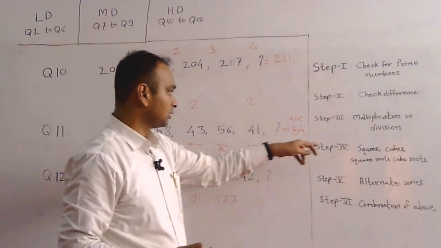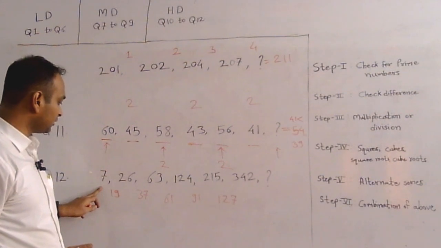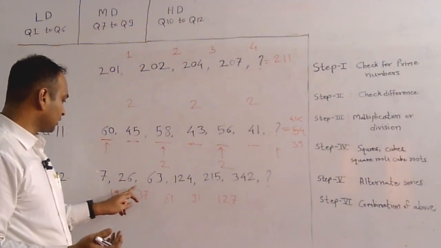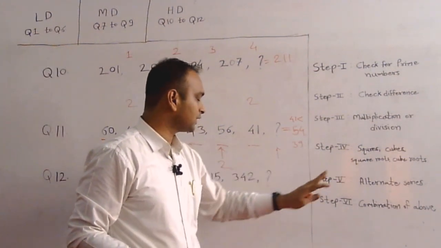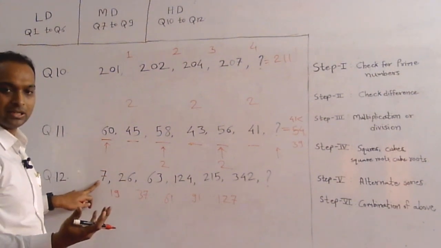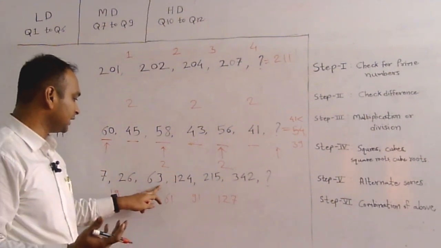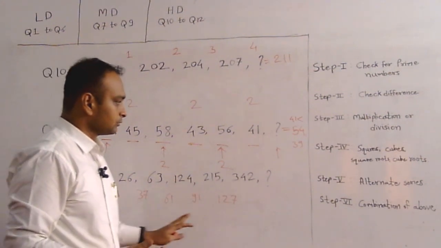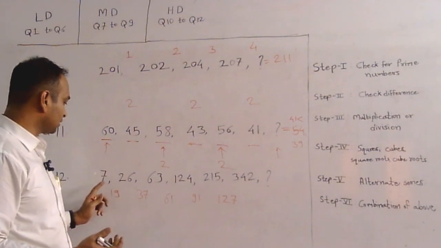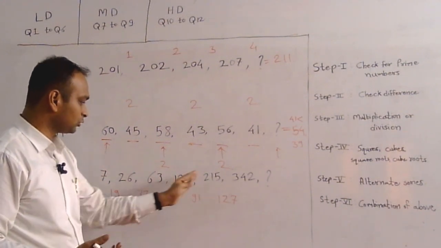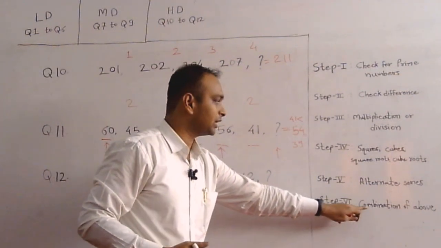Let's check the other logic, multiplication or division. Checking for multiplication and division, 7 2s are 14, 7 3s are 21, but that is also not working. Go for squares, cubes, etc. 7 is a prime number, not a square or cube of any number. 26 is also not a square or cube of any number, and so on. Then alternate series, that is also not the case here. You can check for it, but it doesn't seem to work. We need to go for a combination.